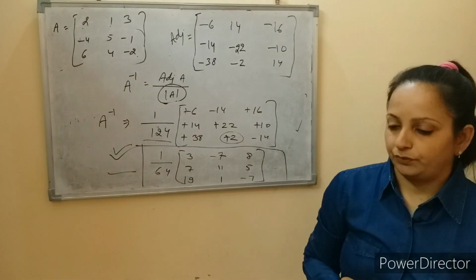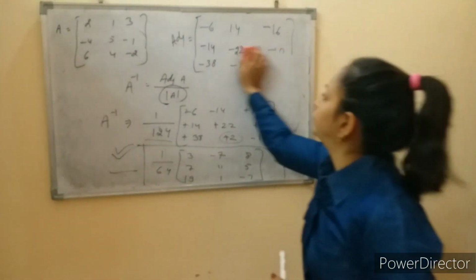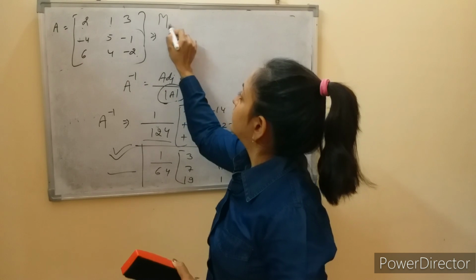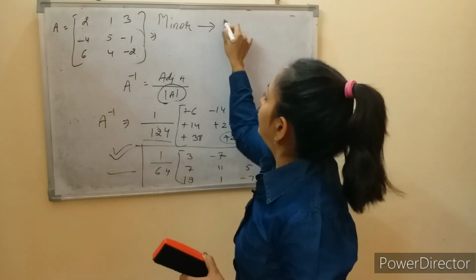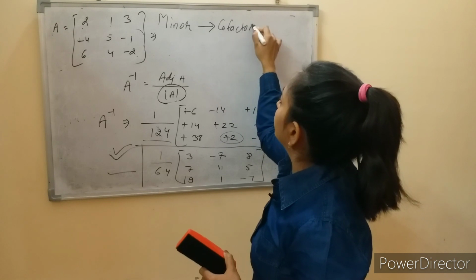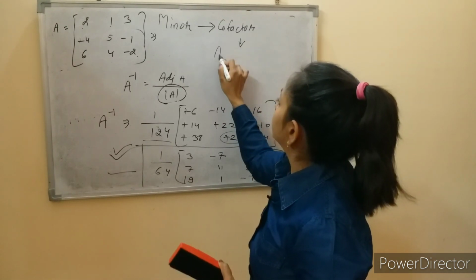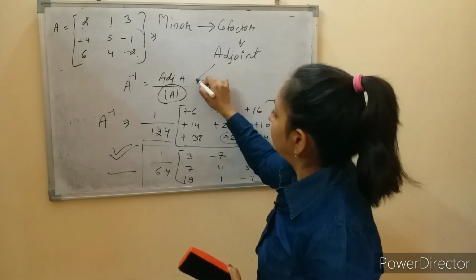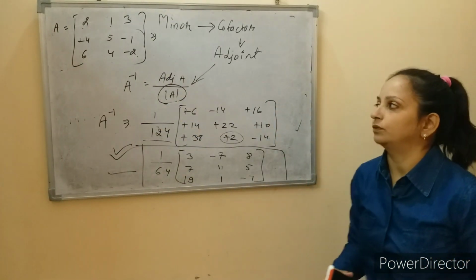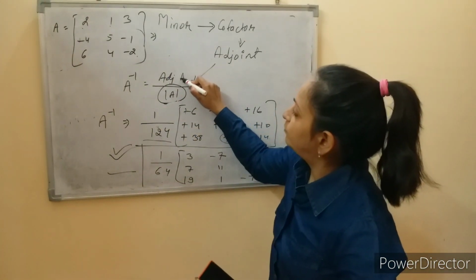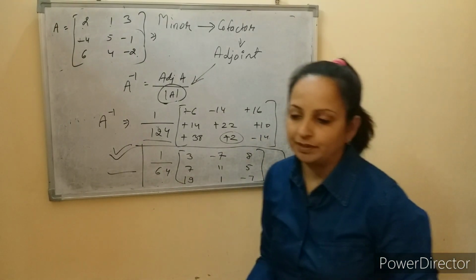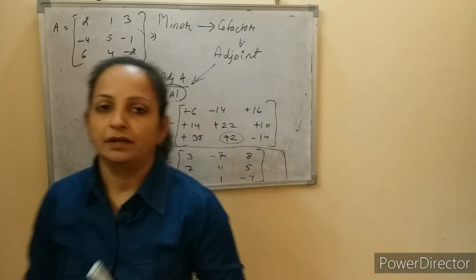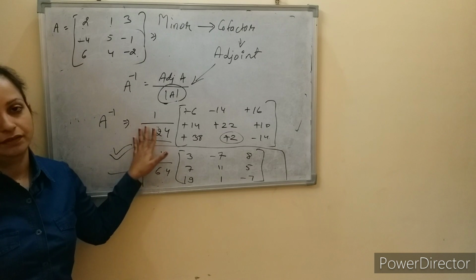So to find the inverse of a particular matrix, I'm writing the steps here. Start with your minors. From minors, find the cofactors. From cofactors, find the adjoint. And from the adjoint, find the inverse. A inverse is equal to adjoint of A divided by determinant of A. So find the determinant and divide the adjoint matrix by it, and then you will find the inverse of the matrix. This is the procedure to find the inverse of a matrix.